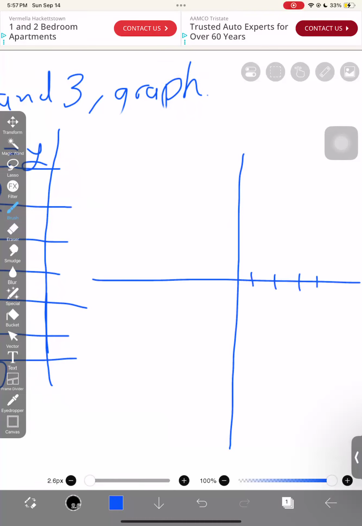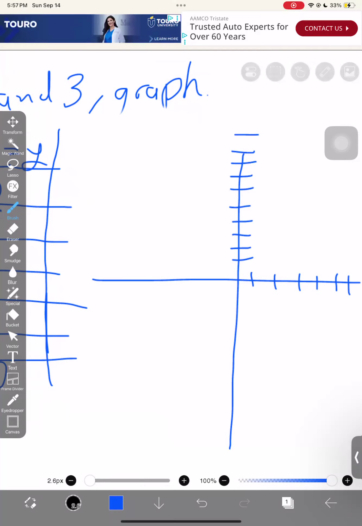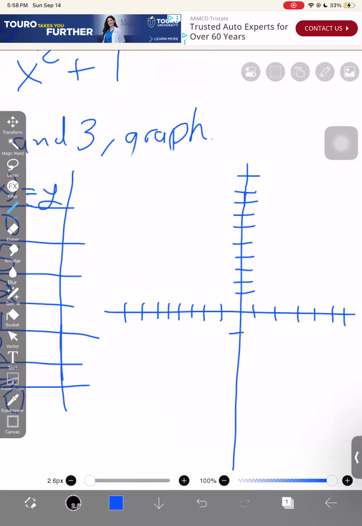One, two, three, four, five, six. 1, 2, 3, 4, 5, 6, 7, 8, 9, 10. 1, 2, 3, 4, 5, 6, 7, 8. And then we don't have any negatives, so I'm not going to really deal with the negatives, but if we were.